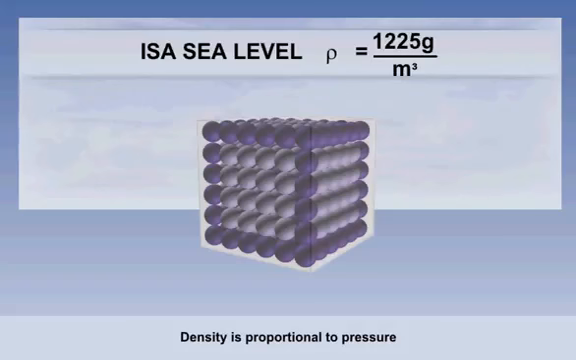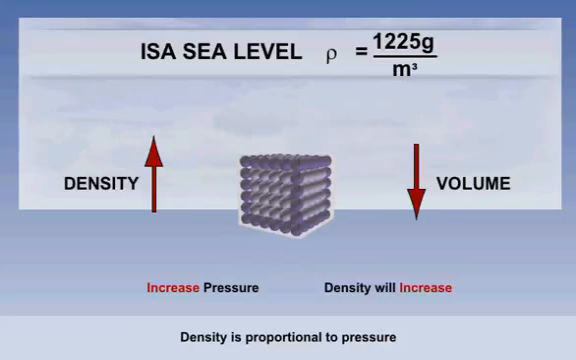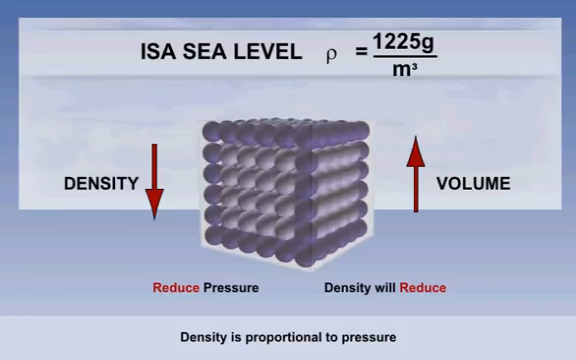If we look at the diagram, we can see a mass within a volume. As we increase the pressure surrounding the parcel of air, you can see that it gets compressed. This causes the density to increase. We're keeping the mass the same, but reducing the volume. Conversely, if we reduce the surrounding pressure, the parcel will expand and the density will reduce. Again, the mass is the same, but this time the volume has been increased. Physical experiments confirm that density is proportional to pressure.